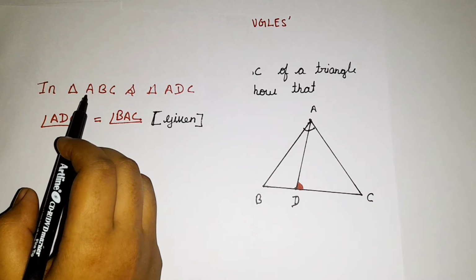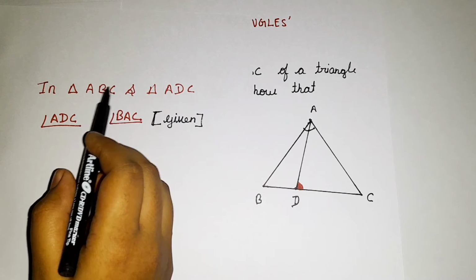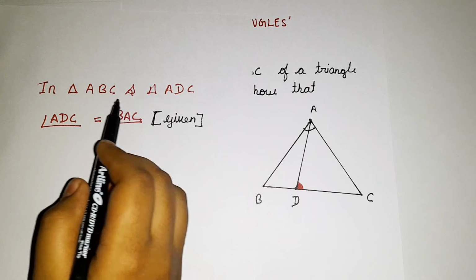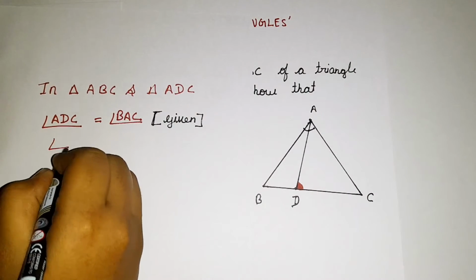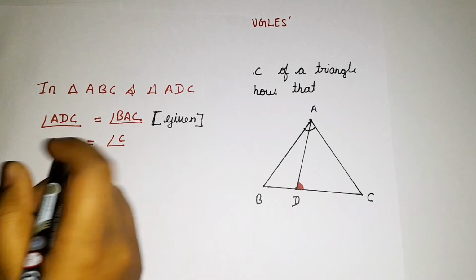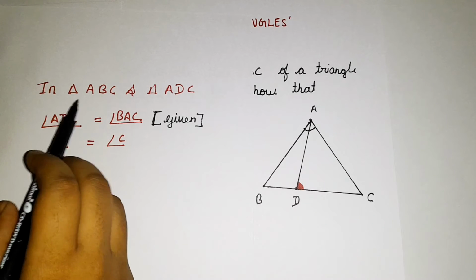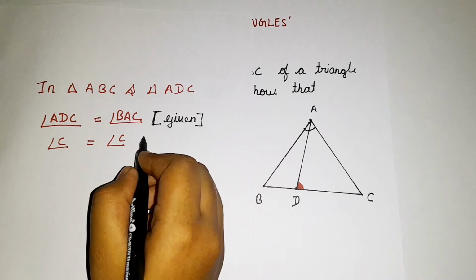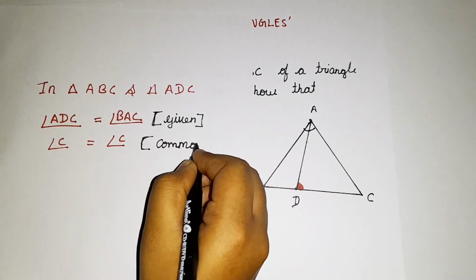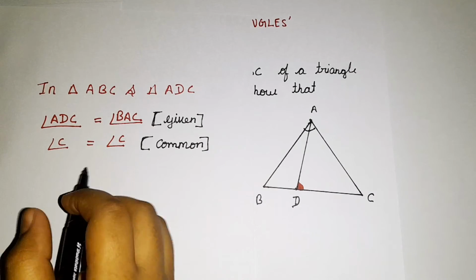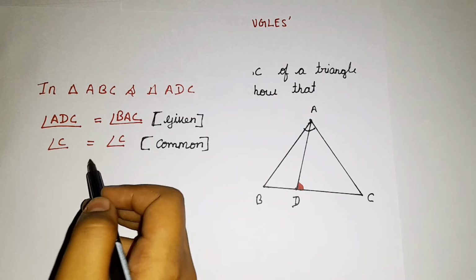Then when you look at the question, the triangles are triangle ABC and ADC. Do you think C is repeating in both the triangles? C is common, right? So I can write angle C is equal to angle C. Why? Because it comes in both the triangles, so angle C is common in both. That's why I wrote angle C is equal to angle C, and then I write common. You're supposed to look for the common angle also. In these two triangles I'm getting angle C, so I just wrote angle C is equal to angle C.